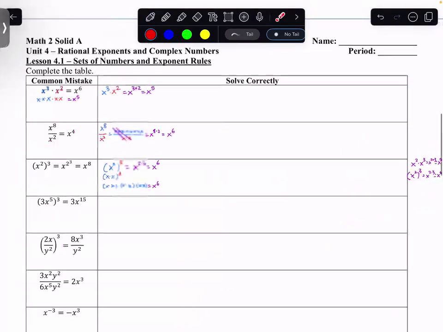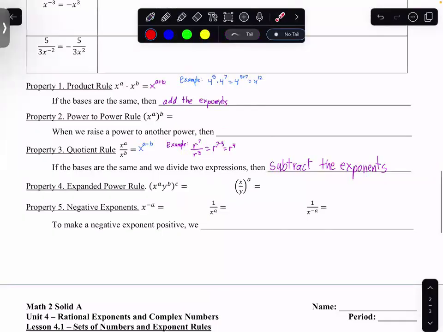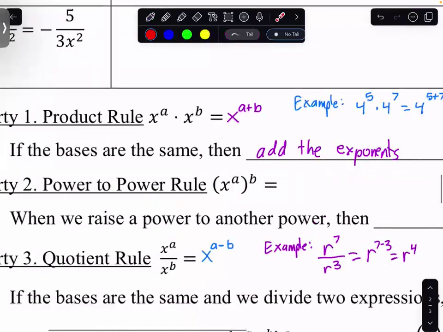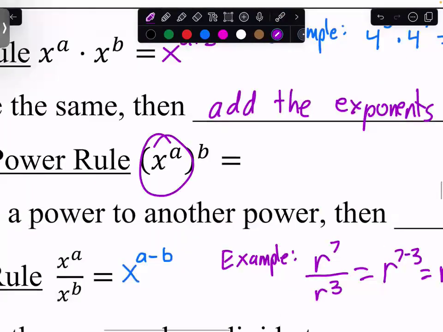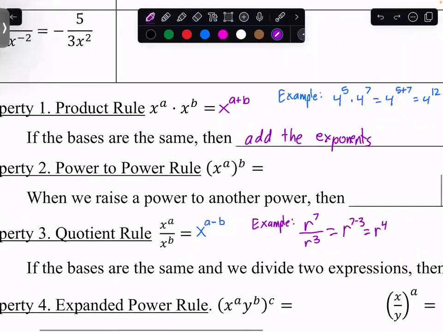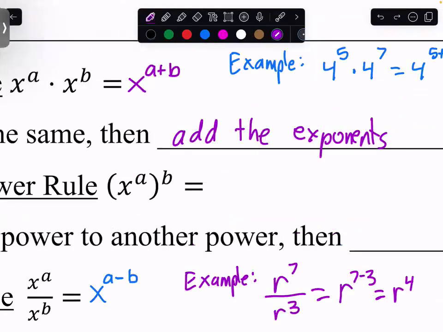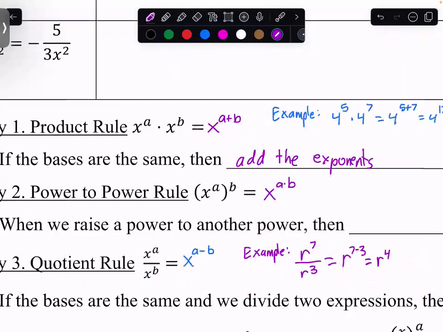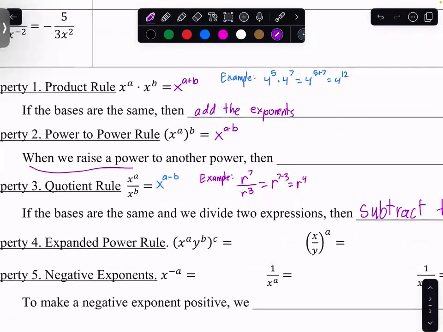So we can write that in property 2. If you have some exponent to the power of another exponent, we saw that you keep the base, but this time you multiply the exponents. So in words, when we raise a power to another power, multiply the exponents.